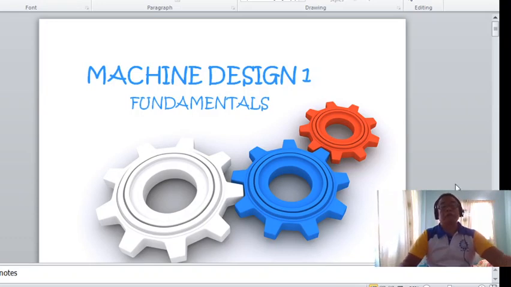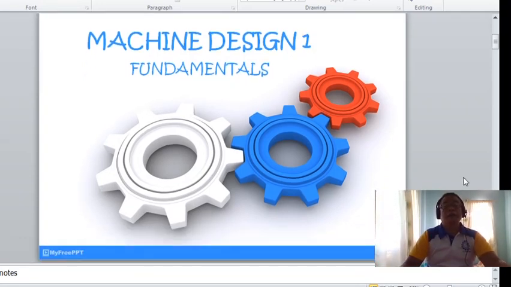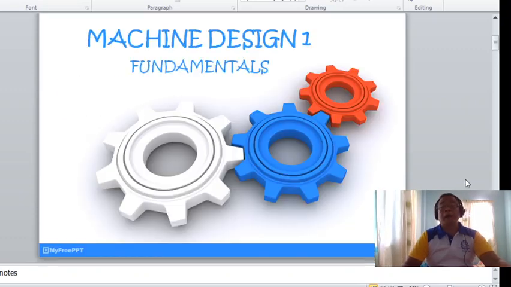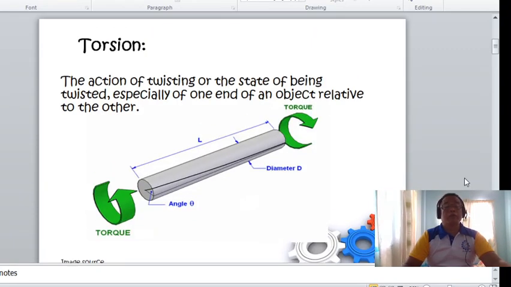Okay, class. So this is another topic in machine design. This is again under the fundamentals. By this time, I will give you the discussion on torsion. So what is torsion?